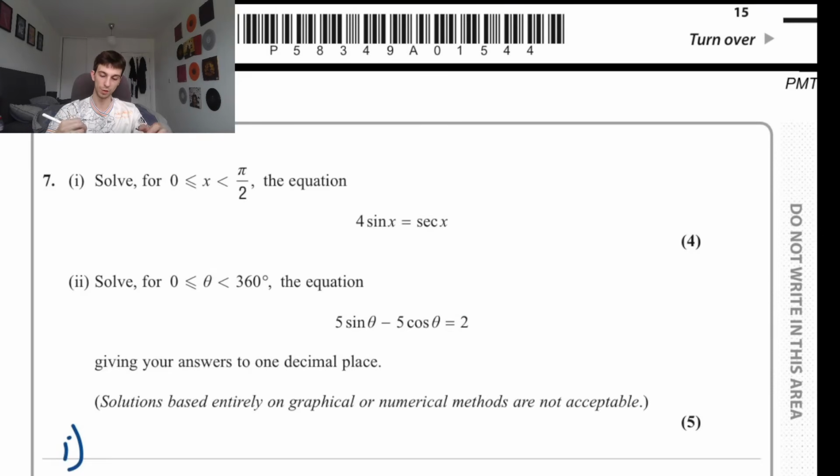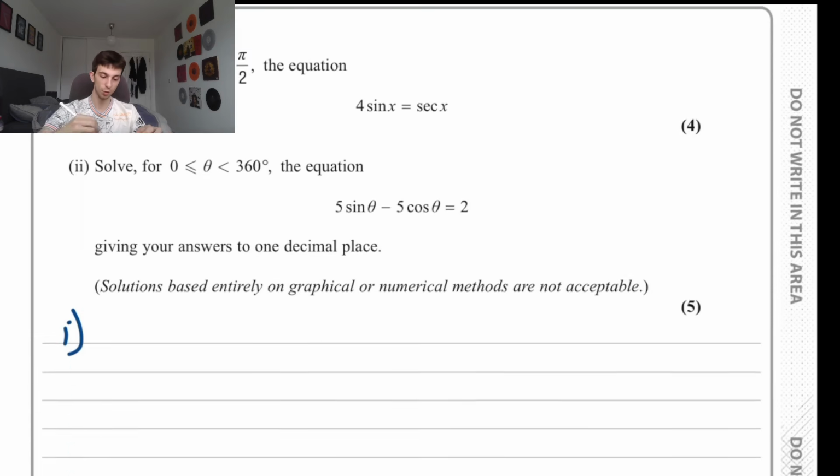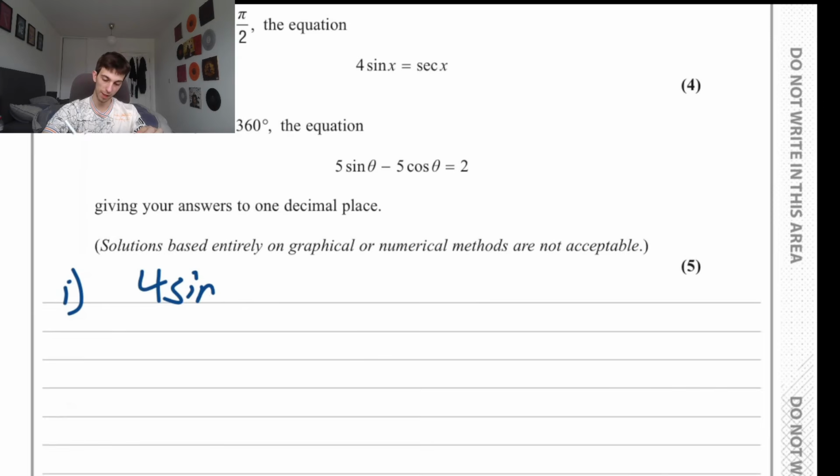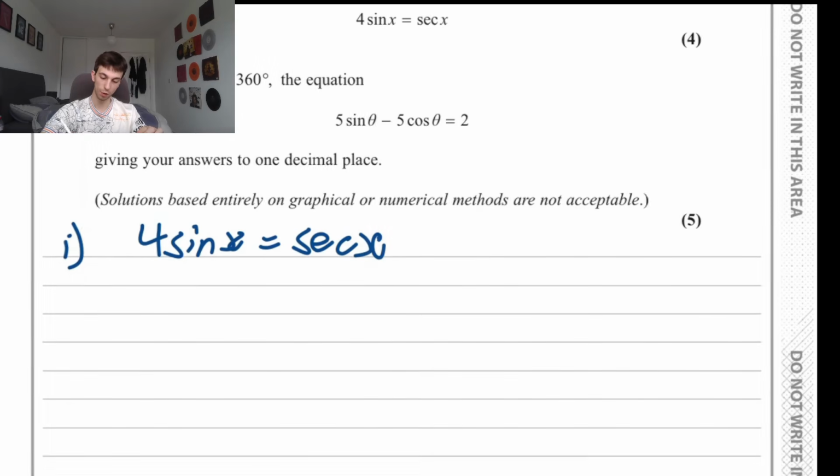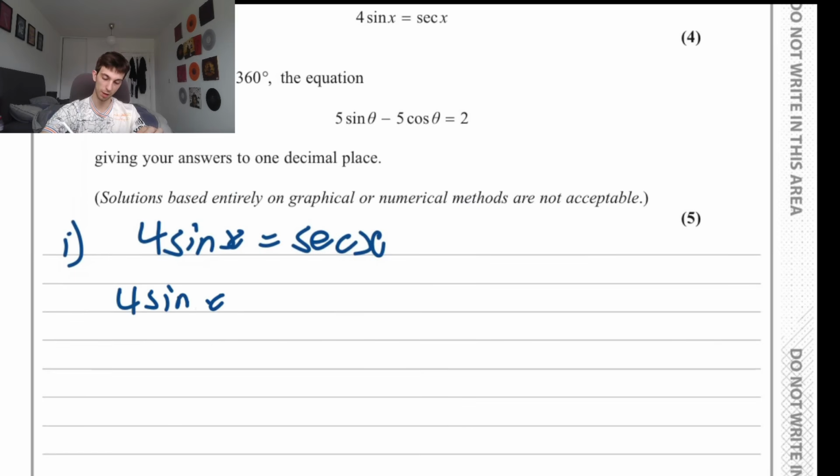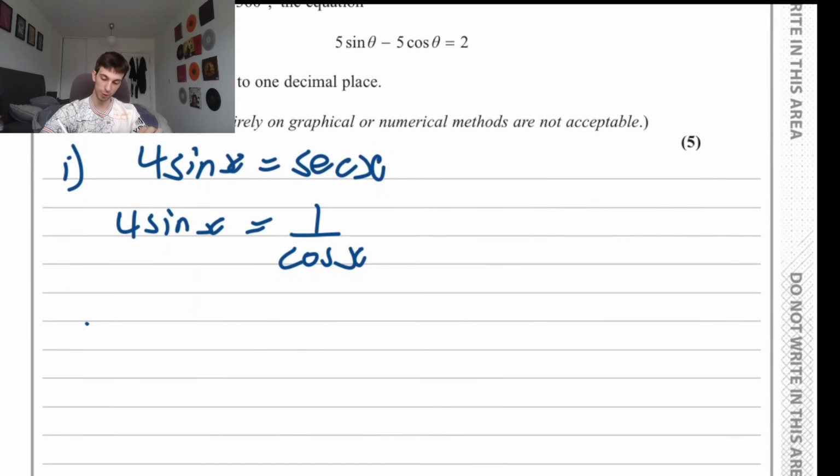Okay, so question 7, we have to solve for x larger than or equal to 0, less than pi over 2, the equation 4 sine x equals sec x. So we have 4 sine x equals sec x. We can rewrite sec x as 1 over cos x. So we have 4 sine x equals 1 over cos x. Only logical thing to do is multiply over by cos x. So we have 4 sine x cos x equals 1.